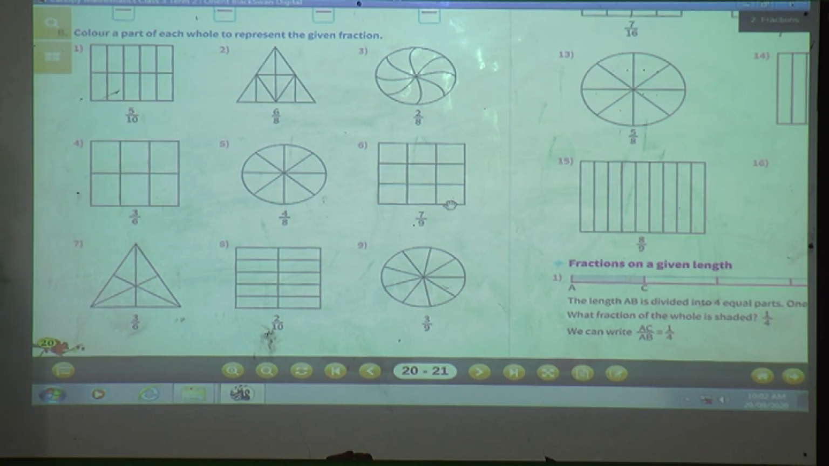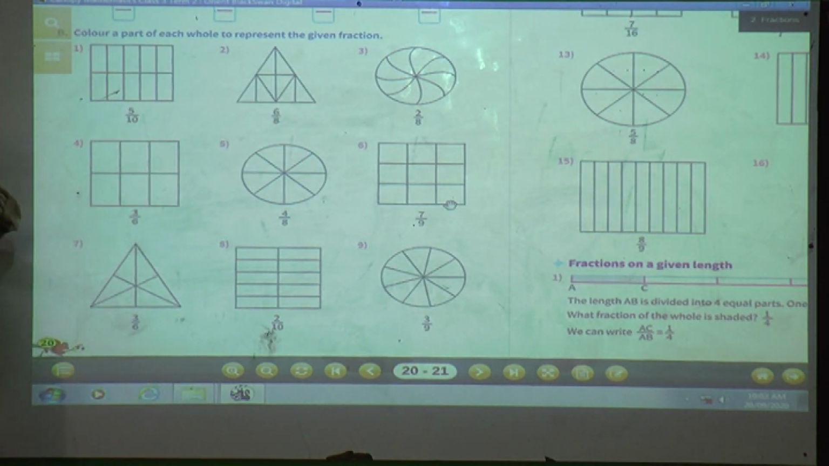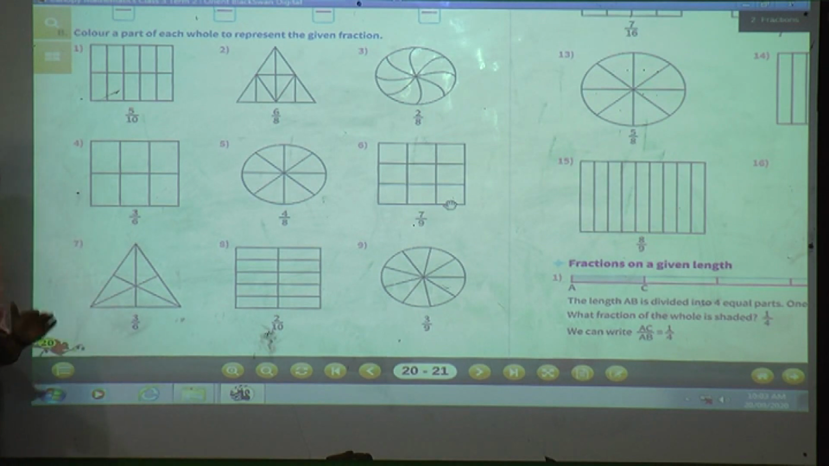Now in this example, see what is the denominator? 10. Okay, what is the denominator? 10. Means here total 10 parts are there. This whole is divided into 10 equal parts, and our question is color a part of each whole to represent the fraction. Now here the fraction is 5 by 10. Fraction is 5 by 10, means this whole is divided into how many equal parts? In 10 equal parts, and out of that 10 equal parts, how many parts do we have to color? Yes, 5 parts we should color.